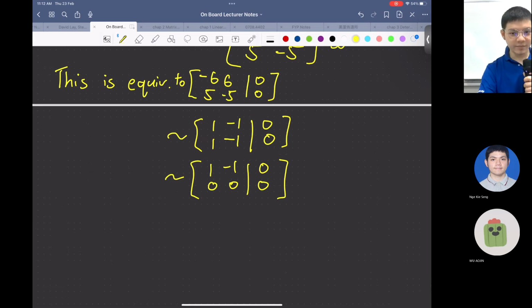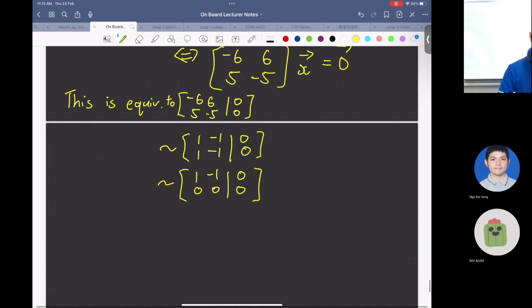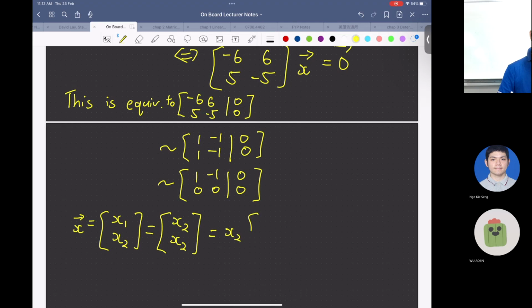So what does this mean? This means that the solution to this homogeneous equation, in parametric form, is x1 equals x2, where x2 is free. So it's equal to x2 times the vector 1, 1.